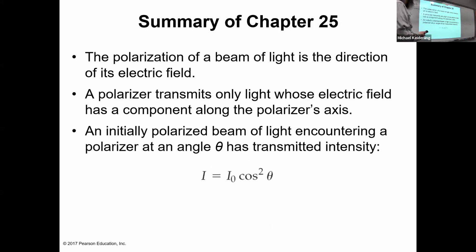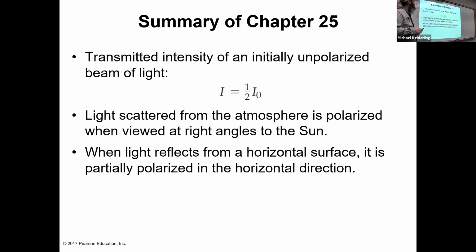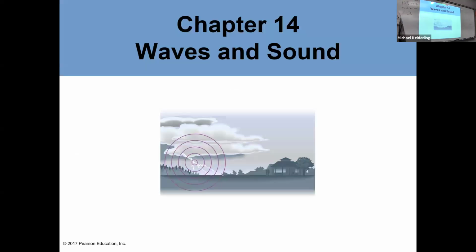The polarization of a beam of light is the direction of its electric field. A polarizer transmits only light whose electric field has a component along the polarizer's axis. A polarized beam of light encountering a polarizer at angle theta has a transmitted intensity I naught times cosine theta squared. If we start with an unpolarized beam of light hitting the polarizer, the transmitted light has half the initial intensity. Light scattered from the atmosphere is polarized when viewed at right angles to the sun. When light reflects from a horizontal surface, it's partially polarized in the horizontal direction.